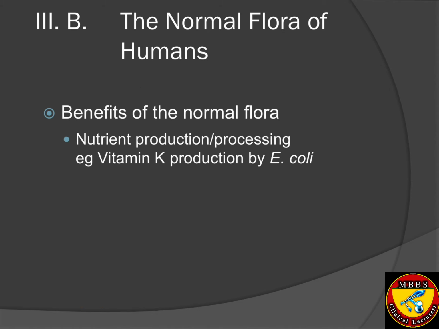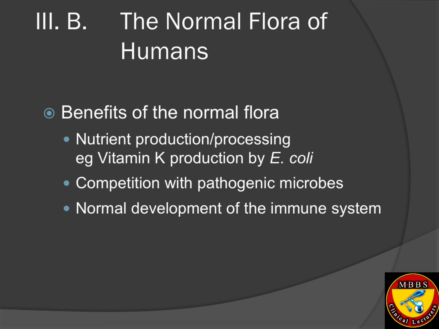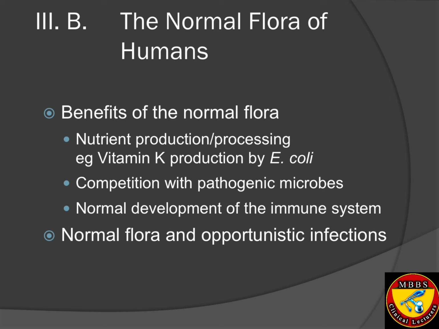So what are the benefits of normal flora? They provide nutrient production. They can lead to processing, for example, vitamin K production, which is by E. coli. It happens in our gut and normal intestines. And there is competition with the pathogenic microorganisms because these normal flora occupy the receptors and they protect us by not giving space to the pathogenic microorganisms. If the receptors are already occupied with these normal flora, the pathogens don't find any space to adhere and they cannot cause disease. And for normal development of the immune system, the presence of normal flora is very important.